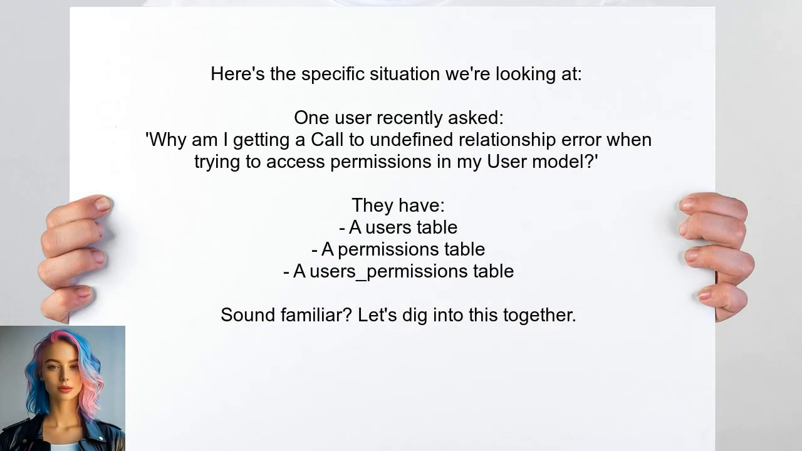Here's the specific situation we're looking at. One user recently asked, "Why am I getting a call to undefined relationship error when trying to access permissions in my user model?" They have a users table, a permissions table, and a user's permissions table set up for a many-to-many relationship. Sound familiar? If so, let's dig into this together and find a solution.